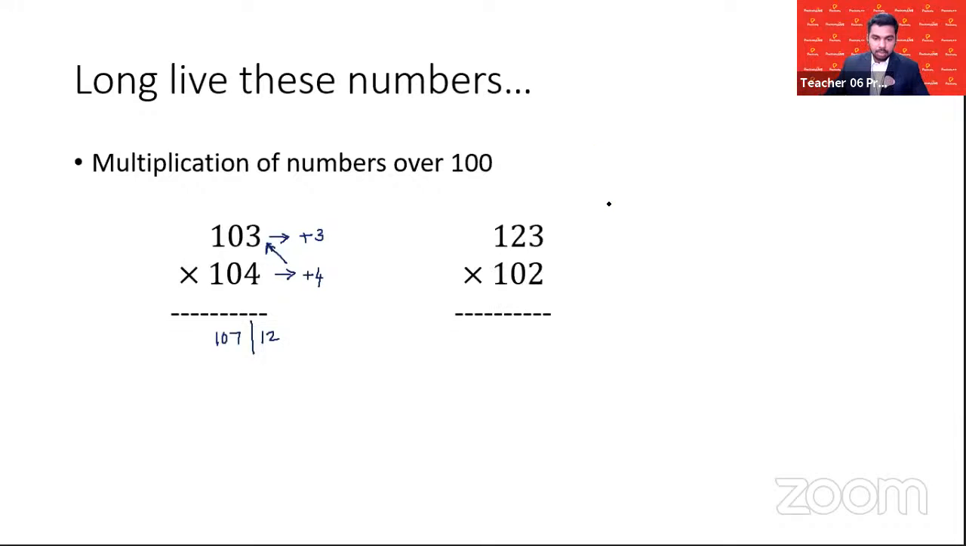Now let us see the next example. So I want others also to join who are in the class. So can you find what is the answer to 123 times 102? So this can be written as plus 23. This can be written as plus 2. This is quite direct.